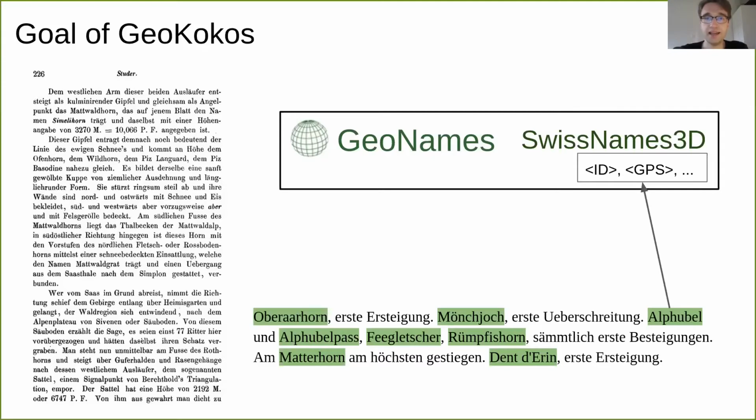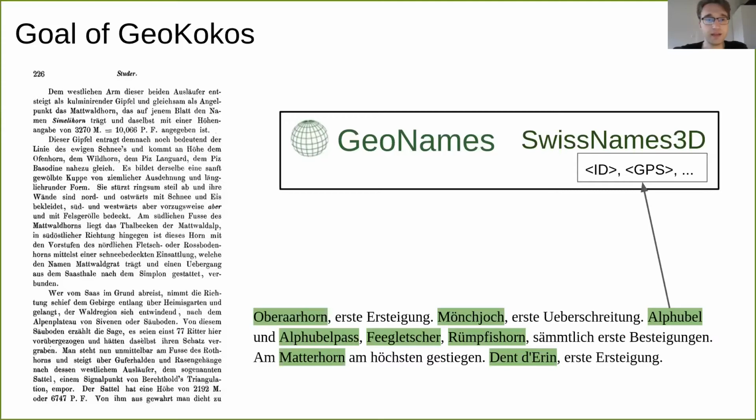corpus with geographical databases. These databases are GeoNames and SwissNames3D. We use SwissNames3D for all Swiss references or geographical entities, and GeoNames for all entities outside of Switzerland.